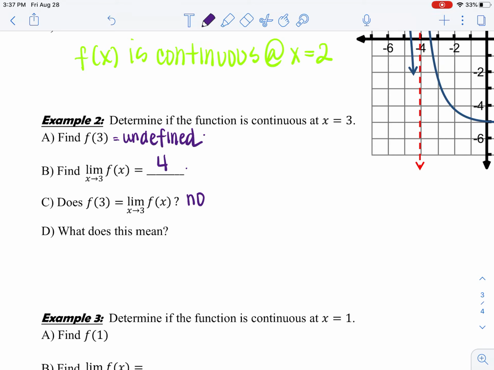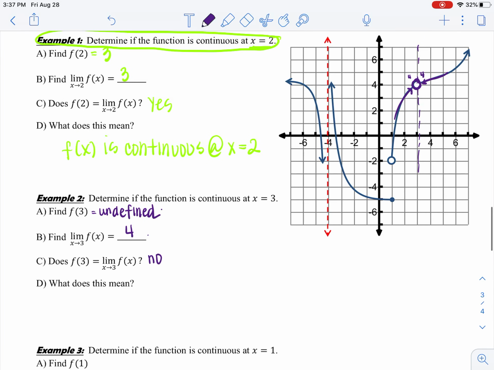I want to know what kind of discontinuity is at 3. Let's look over and see what it is. If you can see right here, it's a hole. That means that if I replaced it, it would be continuous. So that is a removable discontinuity. Removable discontinuity at x equals 3.